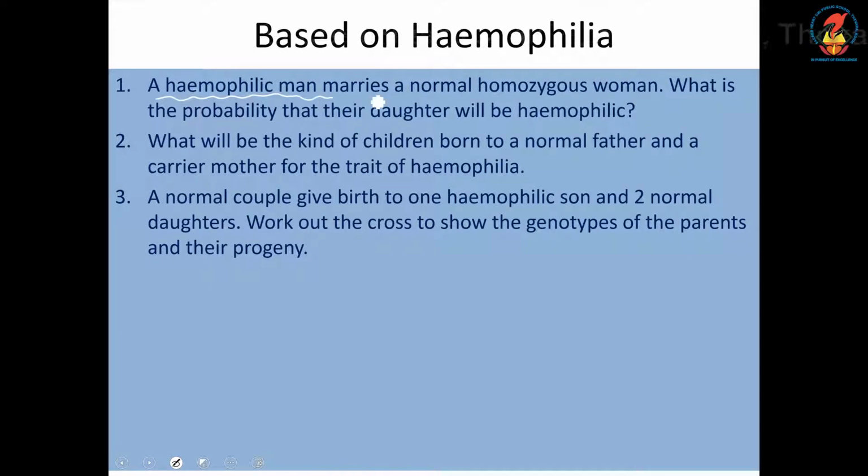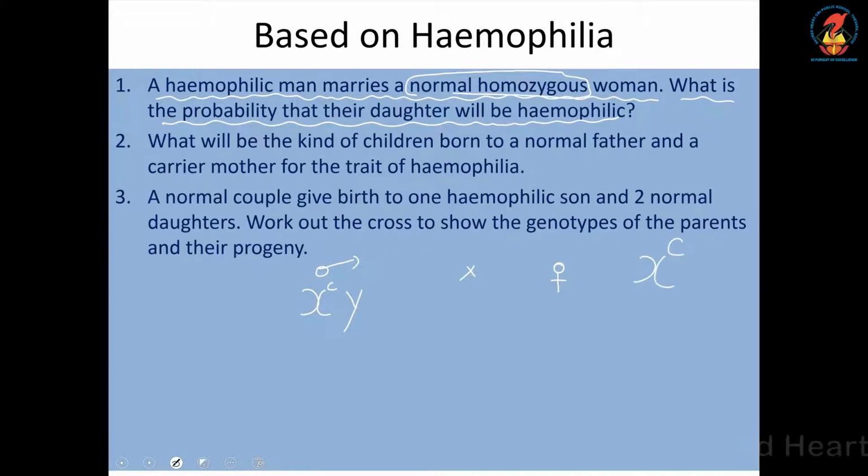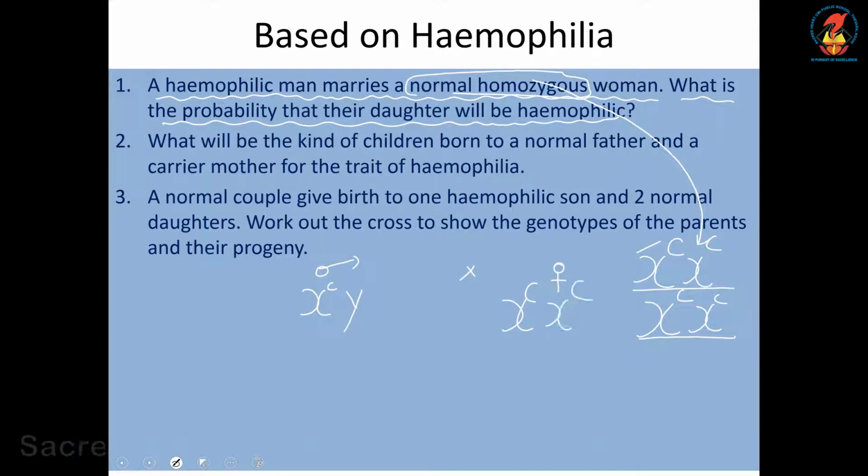A hemophilic man marries a normal homozygous woman. What is the probability of their daughter to be hemophilic? So, a hemophilic man. Here gender is important. Hemophilic man, the only option is X small c Y, marries a normal woman. Normal woman, we saw two cases of normal woman. One normal woman is X capital C, X capital C. The other normal woman is X capital C, X small c. Both are normal, but they have clearly said homozygous, which means this woman. So I am going ahead with X capital C, X capital C.